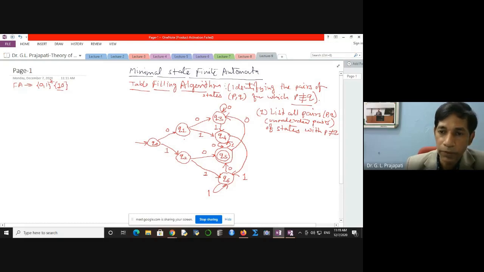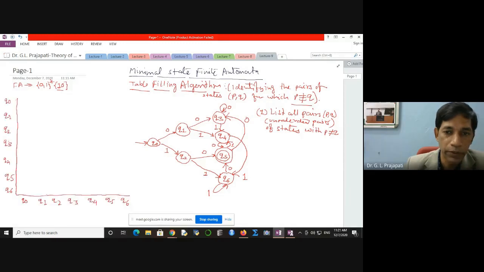So how many pairs does this FA have? You have seven states, and for the 7 states, in total you will have a 7 by 7 matrix. In general, if you have n states, then you have an n by n matrix. But we are not interested in every pair.